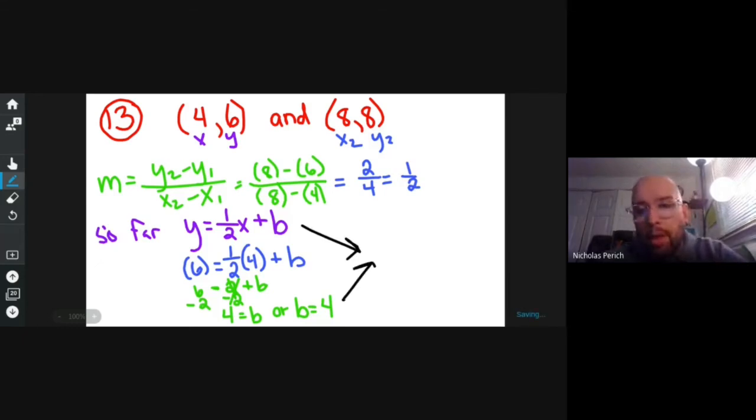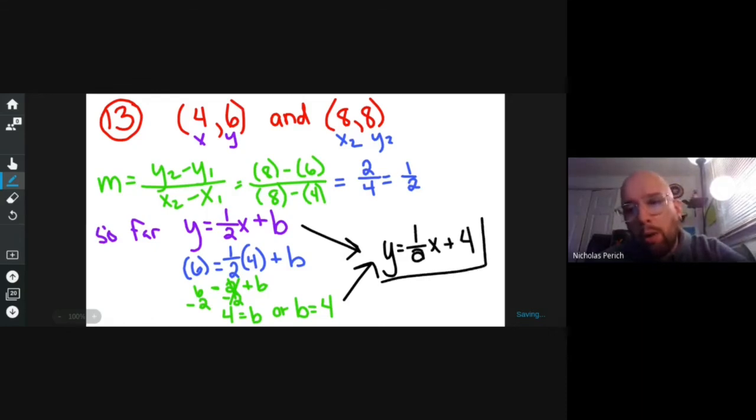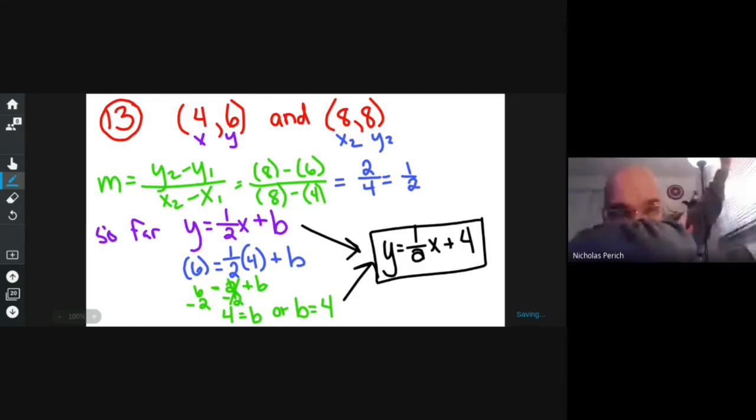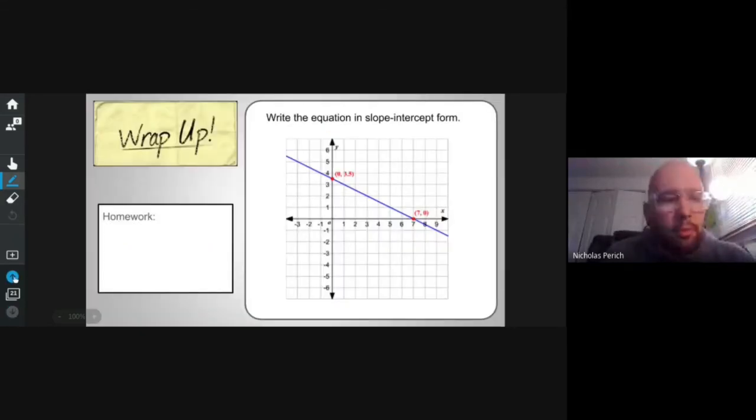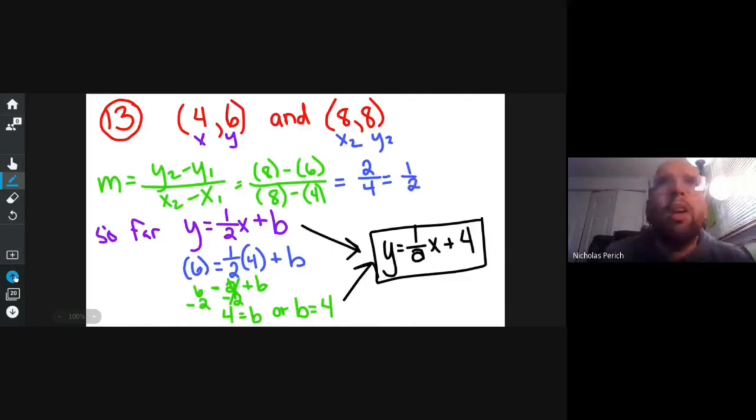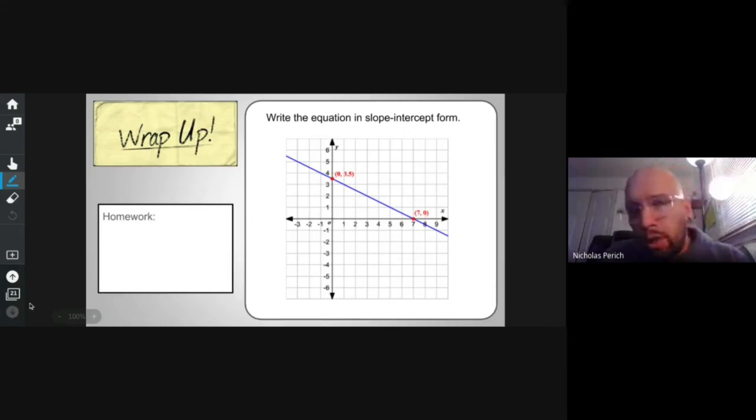Now that I know b is 4, I can take that, and I can take that, and I can put it all together. Y equals 1/2 x plus 4. See me dab? I should have. I dabbed. Okay, so tough stuff. Very tough stuff. I'm not going to lie.